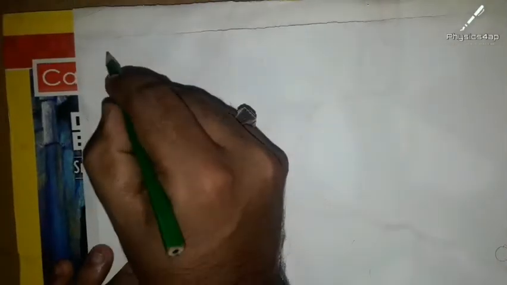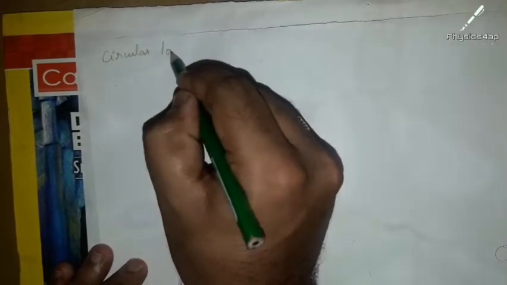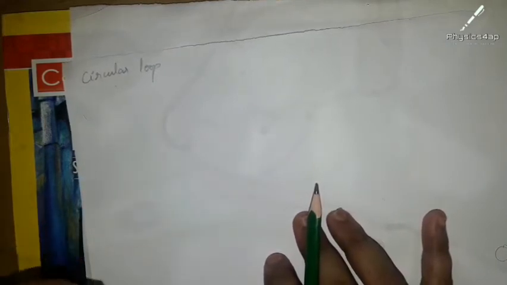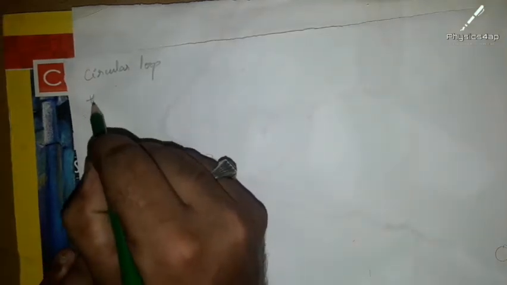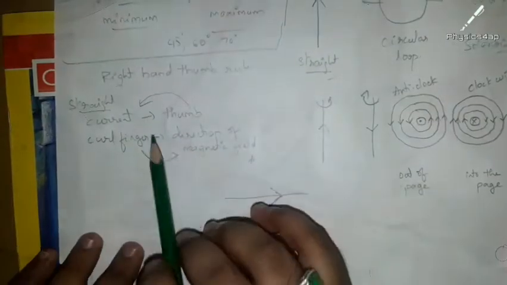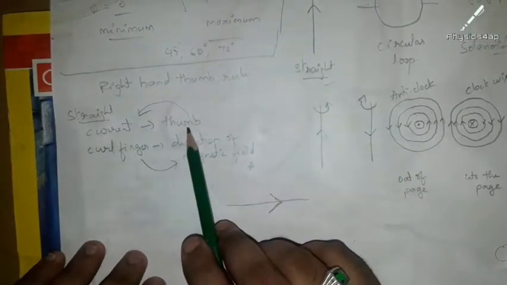Coming in for the circular loop. Circular loop and solenoid both represent the same. Here the right hand thumb rule will be taken, but here the right hand thumb rule will be opposite. What will be opposite here is, we have a thumb and we have curved fingers. Previously, as the current is moving straight, we took it as a thumb.